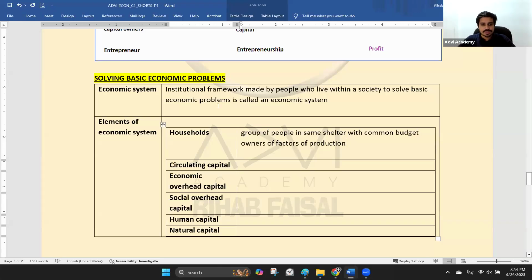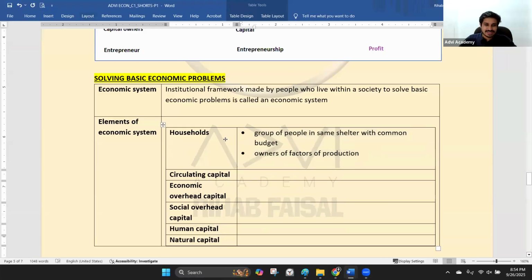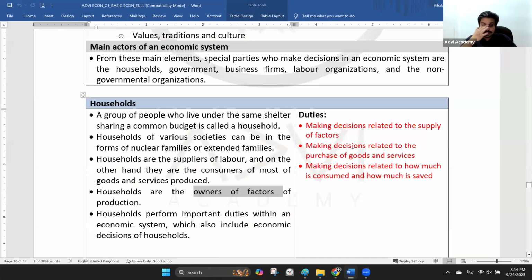I'll just put the most important points because then you can use these points for any question that comes from this section. Otherwise it's too much to memorize and read. So group of people in same shelter with common budget, they are the owners of the factors of production, because land, labor, capital, entrepreneurship comes from them at the end of the day. Think about it. You're the laborer and you're the one who's going to work in companies, so you're coming from a household. And land also, we are the owners of land. If you have a tree that you're owning in your garden, that belongs to you, and that means you're coming from households. So households are the ones who own the factors of production, right?